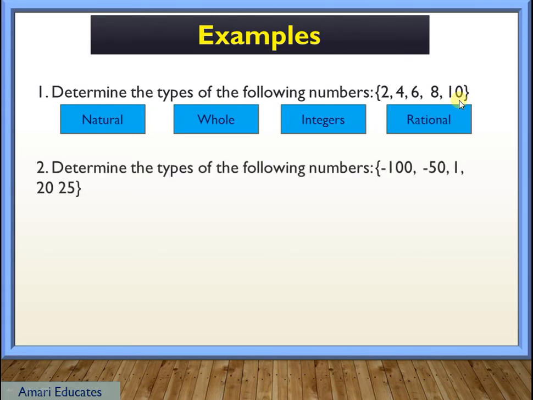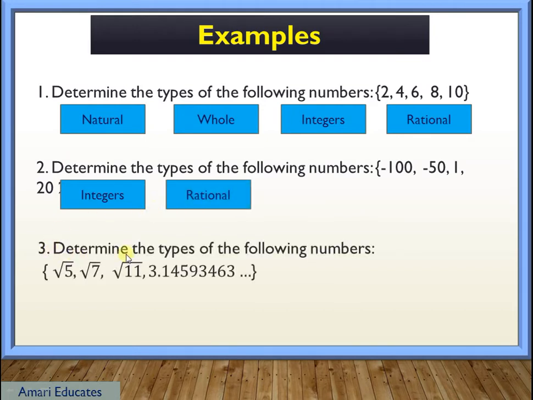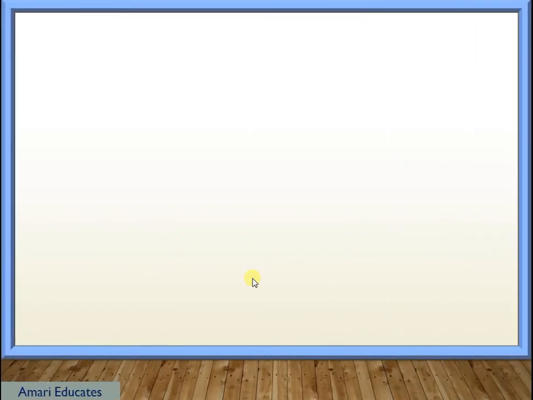Number 2, determine the types of number of the following. So we have negative 100, negative 50, 1, 20, and 25. So this is called integers and rational. And number 3, determine the types of the following numbers: square root of 5, square root of 7, square root of 11, and 3.1459346, and so on. This is called irrational number. Okay? Let's have more.